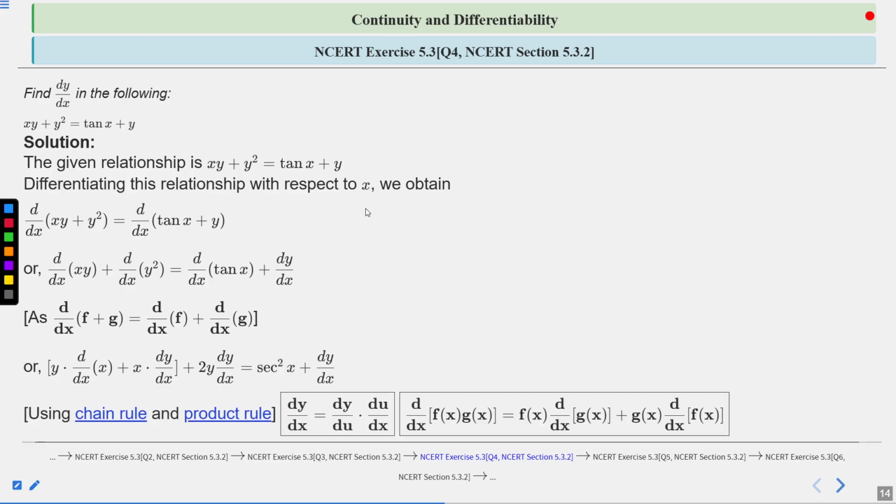We have done this by using chain rule and product rule, right? Chain rule is basically dy by dx is equal to dy by du into du by dx, and product rule is basically d upon dx of f(x) into g(x) is f(x) into d upon dx of g(x) plus g(x) into d upon dx of f(x). Clear?